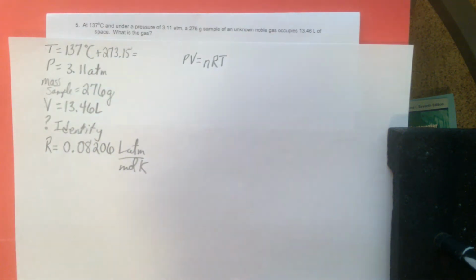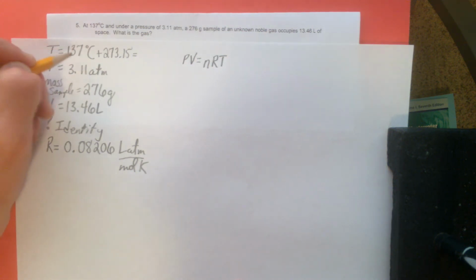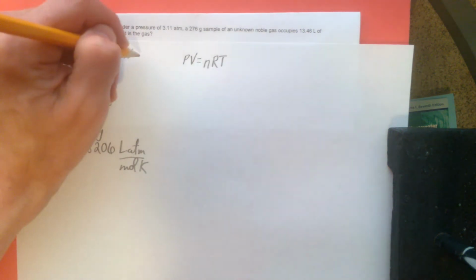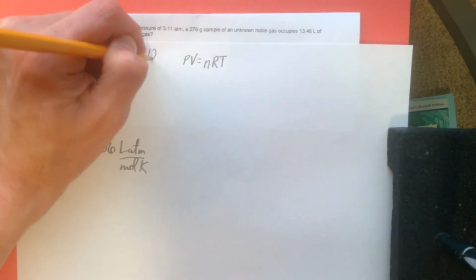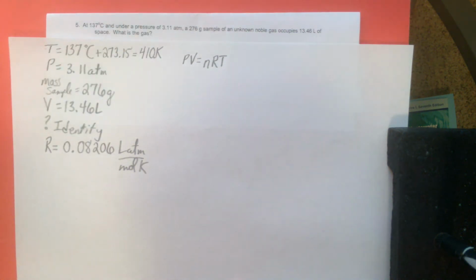Now we're going to use our significant figures. When we add and subtract numbers, our significant figures are controlled by the digits of precision, the decimal. 137 has no decimal, so we're going to round this answer to just 410 Kelvin. No decimal, I'm not going to carry that 0.15. So now let's see what we've got.